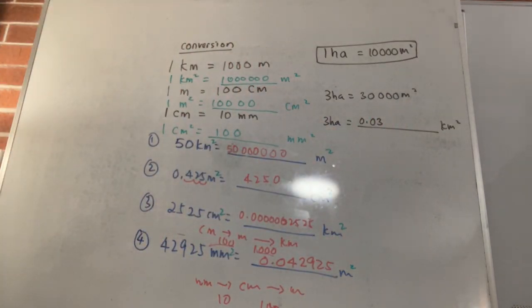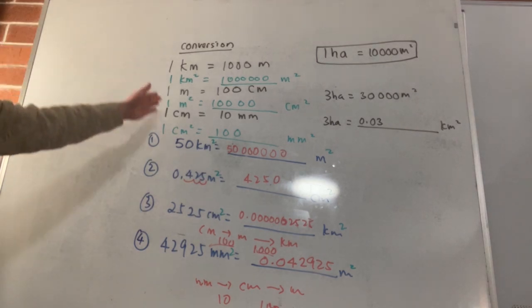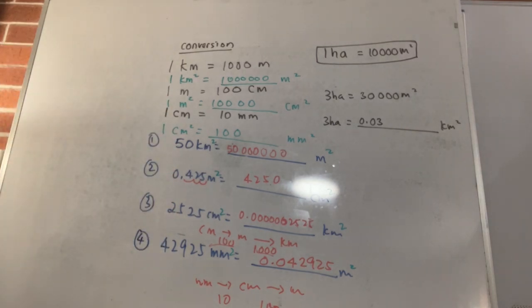Okay, always remember from hectare, you can't change to kilometer yet. You can't change to centimeter, but you change it to meter square. And then from there, you know your conversions on this side. Good?